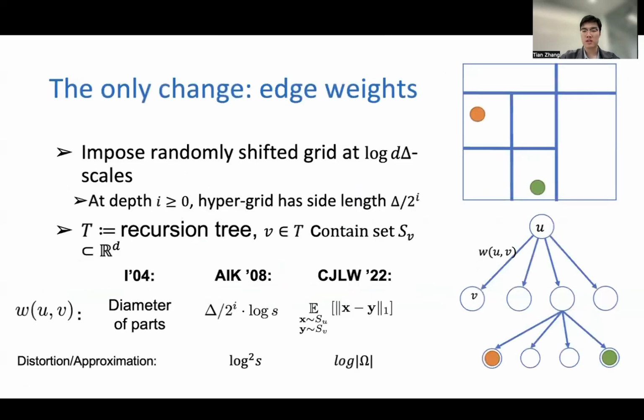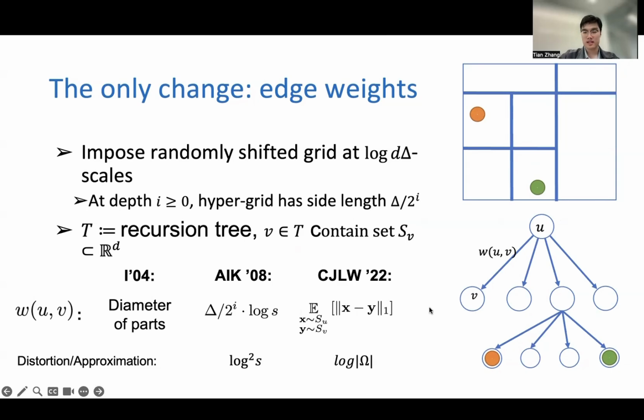Okay, this is a meta algorithm. The only difference between those tree embeddings is really the way they set the weights. Here in AIK, they set the weights data-independently and achieve a distortion of log squared s. And in CJLW, they allow the edge weights in the tree to depend on the dataset points, and the tree also has a data-dependent distortion guarantee here.